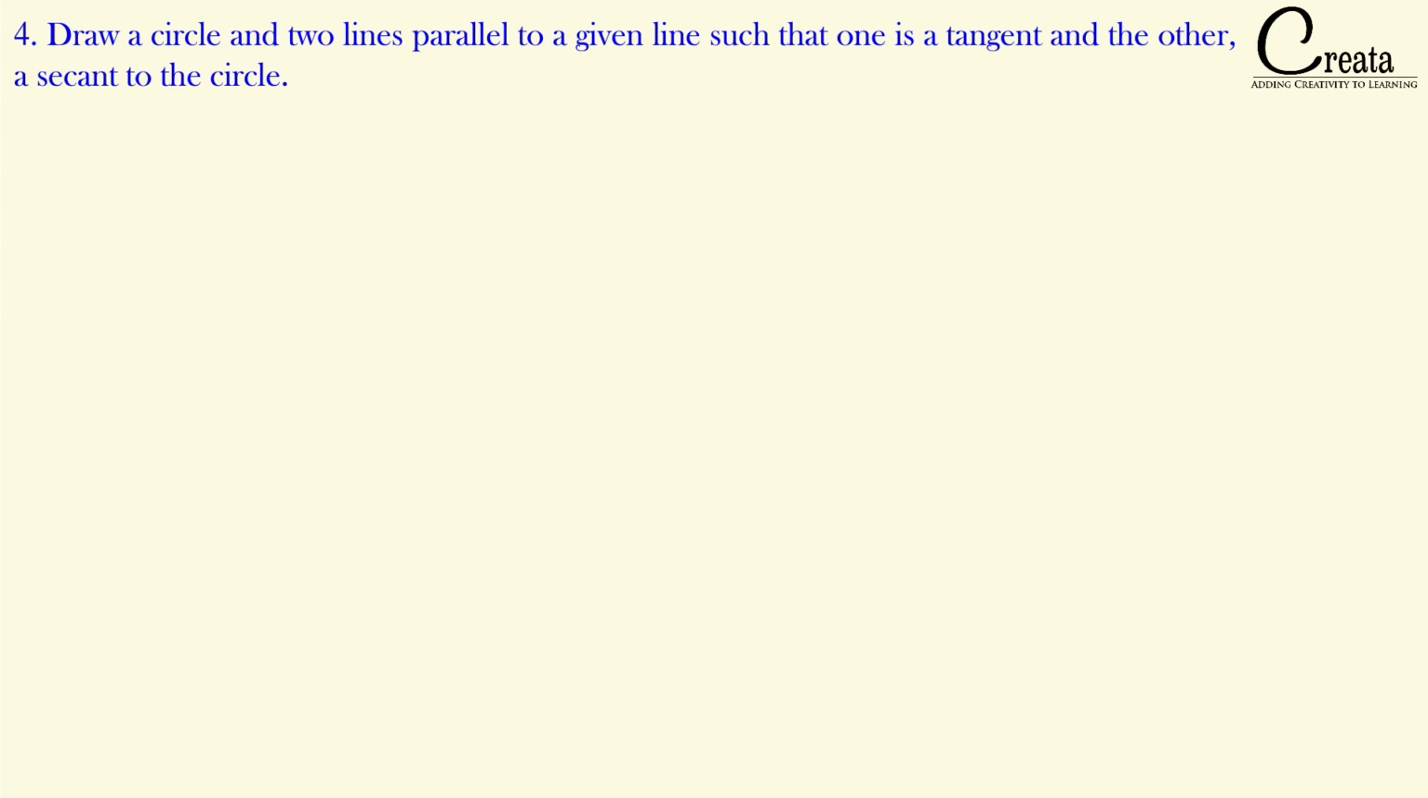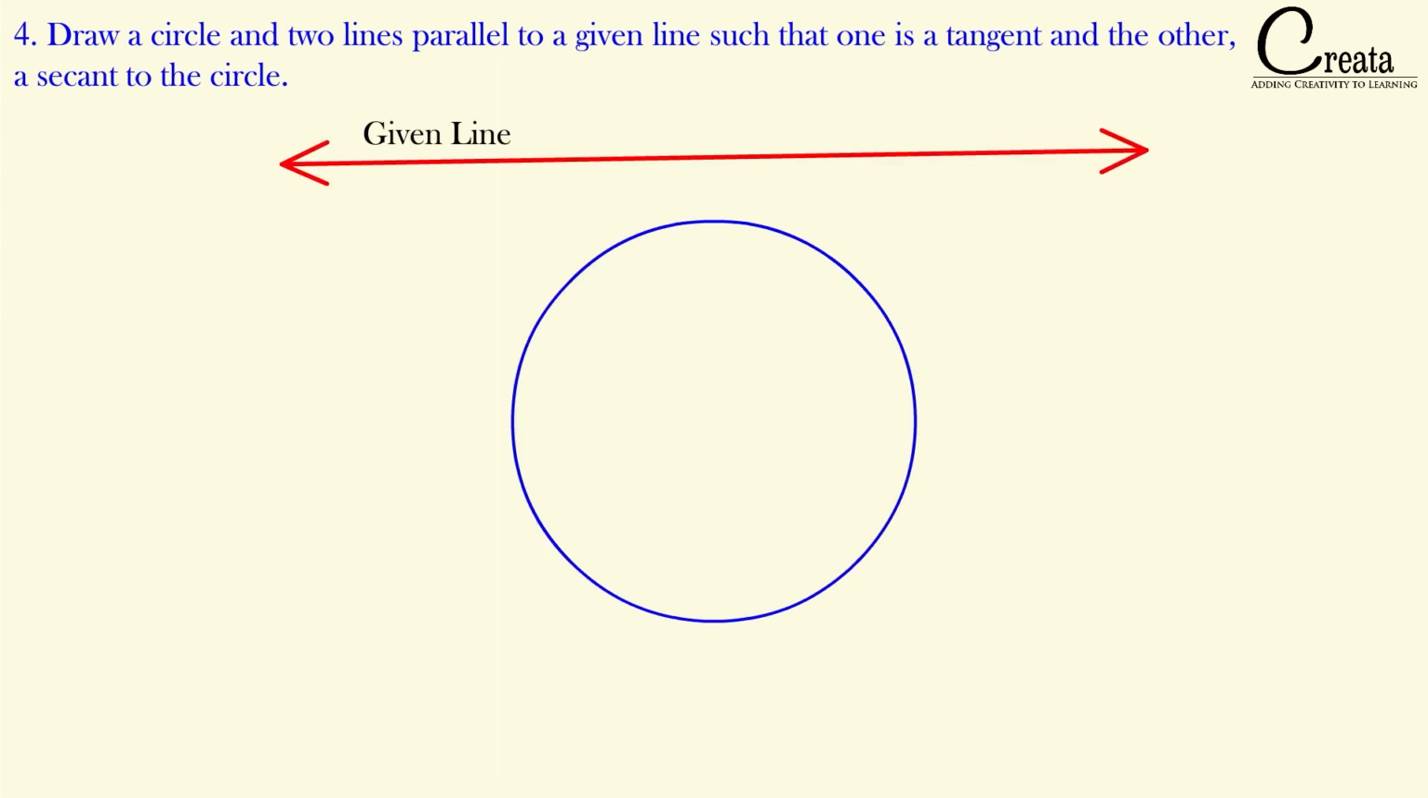Draw a circle and two lines parallel to a given line such that one is tangent and the other is secant to the circle. Very simple question. Let's try this. Let's draw a line segment and a circle. So this is a line segment and a circle. We have to draw two parallel lines to the given line such that one is the tangent and the other is the secant.